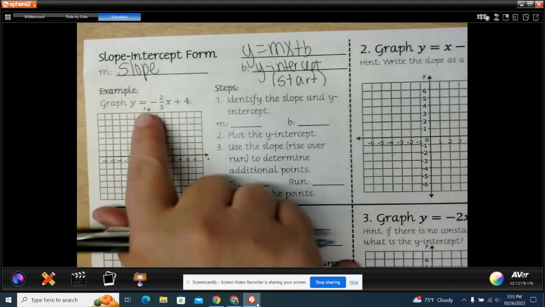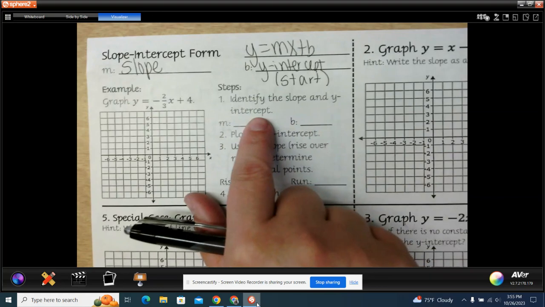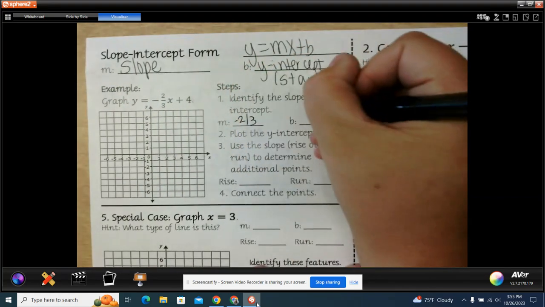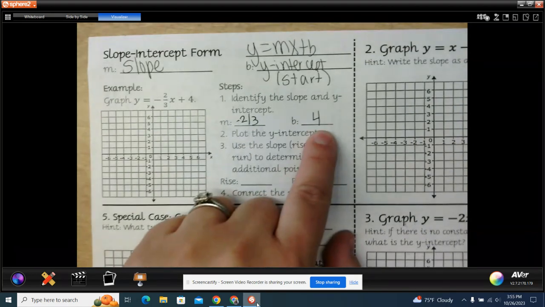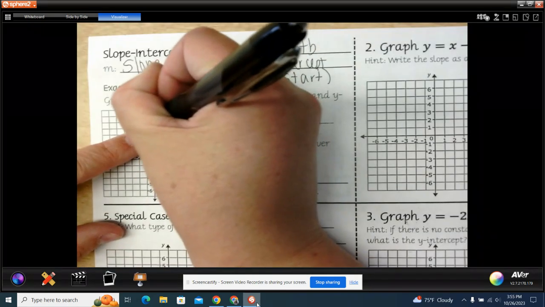and that is where it crosses the y-axis, and this is where we're going to start our graphing. So we have y equals negative 2 over 3x plus 4. Identify the slope and the y-intercept. My slope is going to be negative 2 over 3, and my b is going to be my 4. We're going to plot the y-intercept first. We're going to find the 4 on our y-axis and go to positive 4.